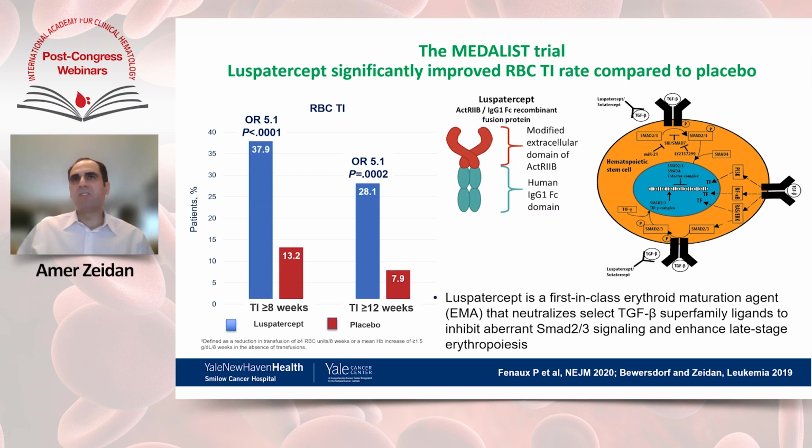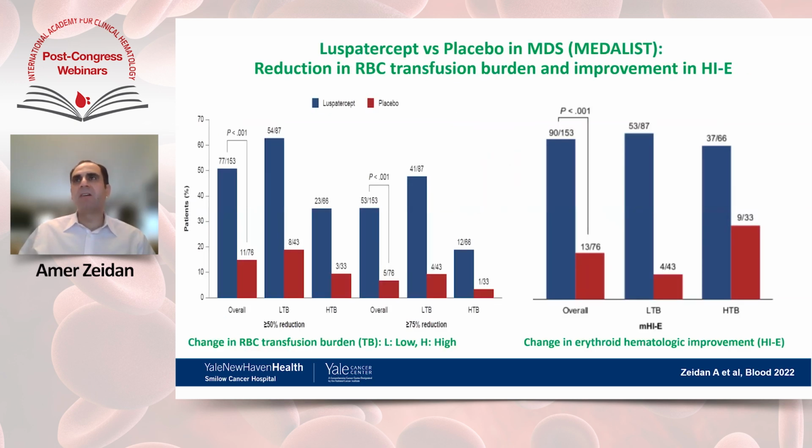And luspatercept was shown to reverse this process and restore erythropoiesis in patients with lower risk MDS who are transfusion dependent and have ring sideroblasts. And you can see to the left the results of the MEDALIST trial, which showed that the transfusion independence rate was 38% with luspatercept compared to 13%, and the median duration was around 32 weeks with this treatment. Based on this, the FDA approved the drug.